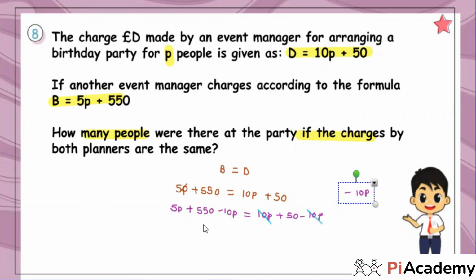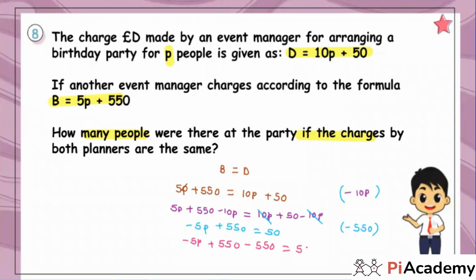And here 5p minus 10p, that we all know is going to be minus 5p, right? And plus 550, as you can see, equals 50. Now we don't want this 550 on the left hand side, right? So we are going to subtract 550 from both sides. Minus 5p plus 550 minus 550 equals 50 minus 550. From here it's very clear, this plus 550 and minus 550 will get cancelled.